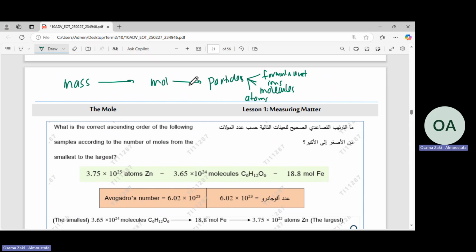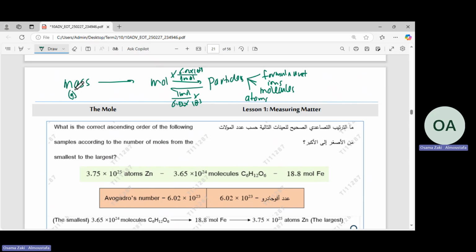How to convert from mole to particle? By multiplying by 6.02 times 10 to the power 23, which is the Avogadro number, over 1 mole. On the opposite side, if we need to convert from particle to mole, we multiply by 1 mole over 6.02 times 10 to the power 23 particles. Now, from mole to mass in grams. Sometimes they don't say find the mass, they say how many grams. So this is the same.